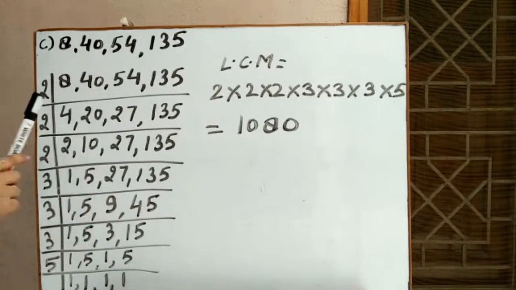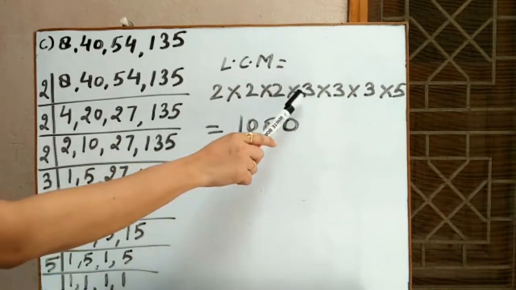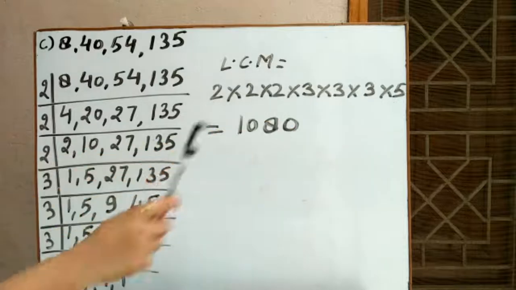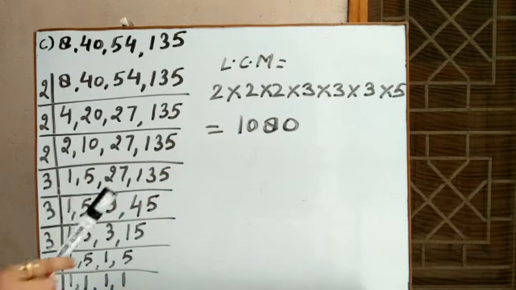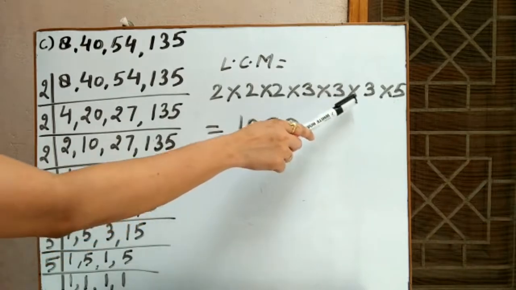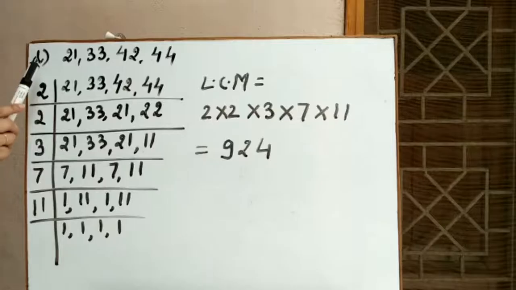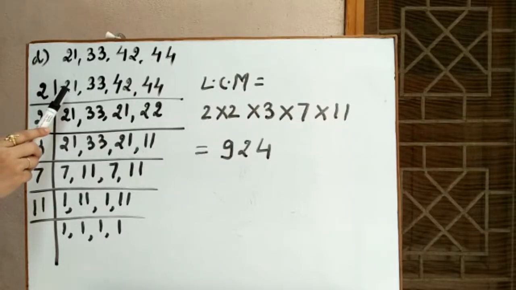LCM is equal to 2 into 2 into 2 into 3 into 3 into 3 into 5. 2 is 3 times, that's why we will write 2 three times, and 3 is also 3 times, and 5 one time. That is equal to 1080. It is your answer. The next is D.